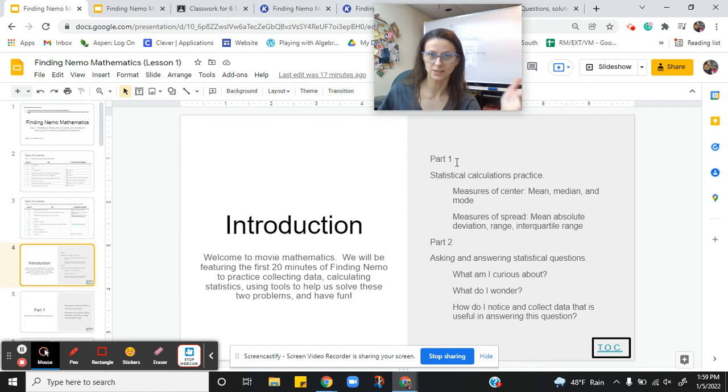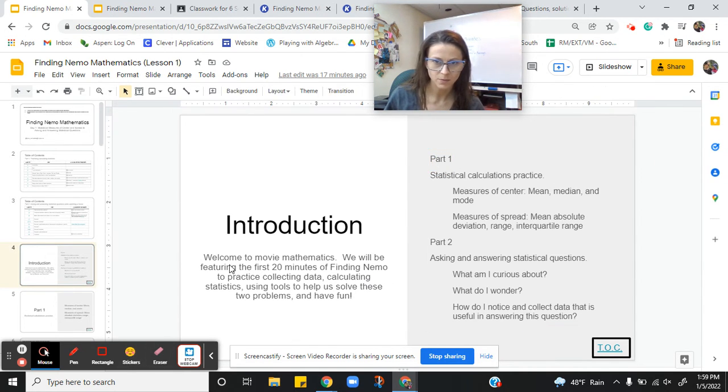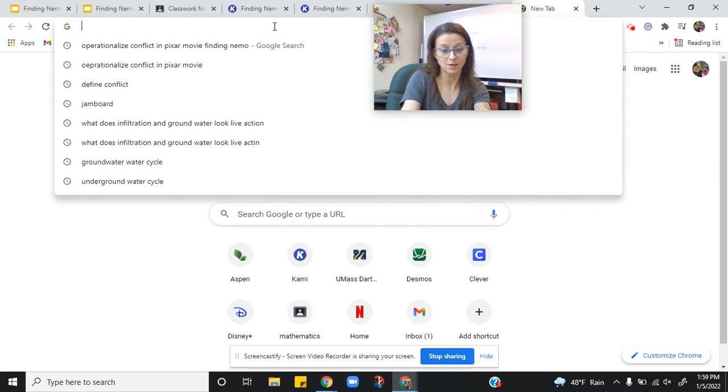Part 1, we will practice some statistical calculations. I think you can see my mouse. So part 1, we will be practicing calculating the statistics: mean, median, mode, measures of center. These measures are used to help people see what is representative of a population or a sample.